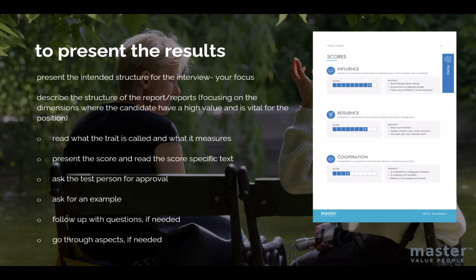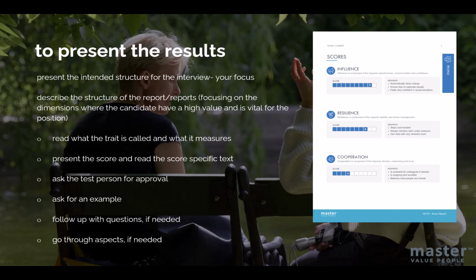When reviewing the results, whether at the dimension or aspect level, we handle the scales in the exact same way. Here on the right, you can see our score report, which displays the dimensions. The feedback format follows a consistent structure. Begin by stating the name of the trait and explain what it assesses. Tell the candidate what score they have gotten and read the accompanying score-specific description. Ask if they recognize this in themselves. Request an example. Ask follow-up questions if needed.